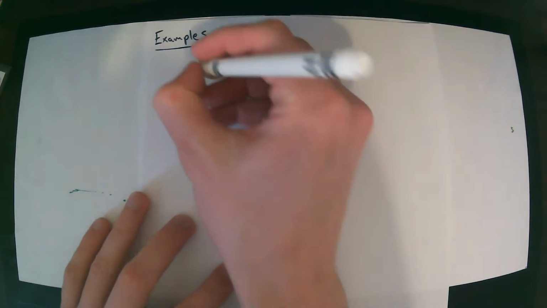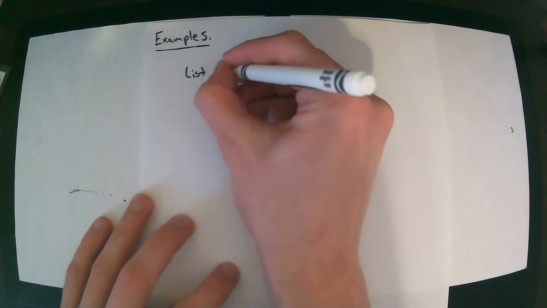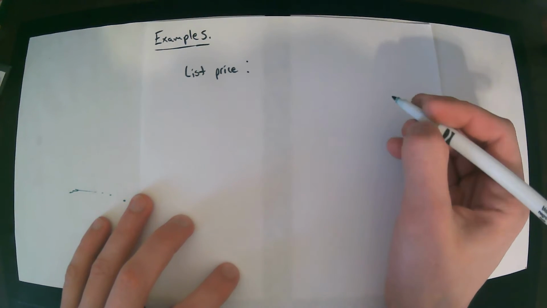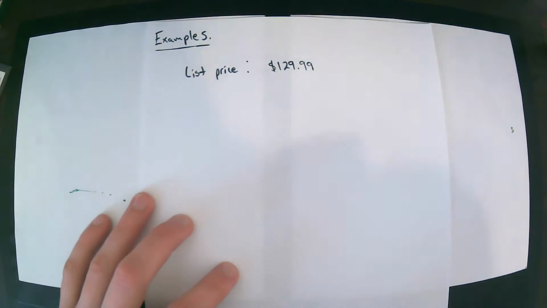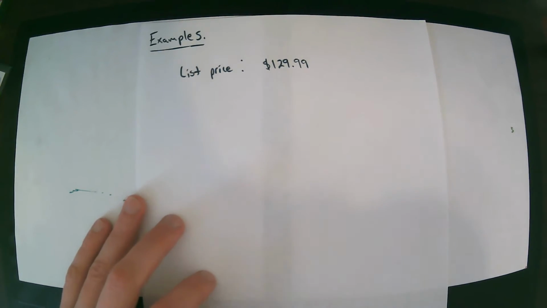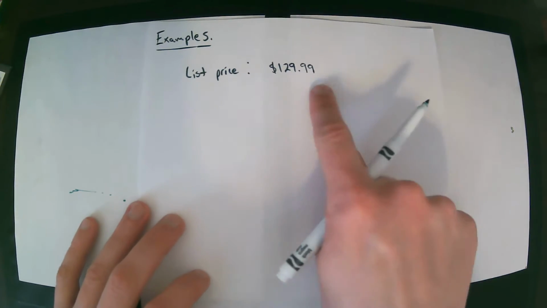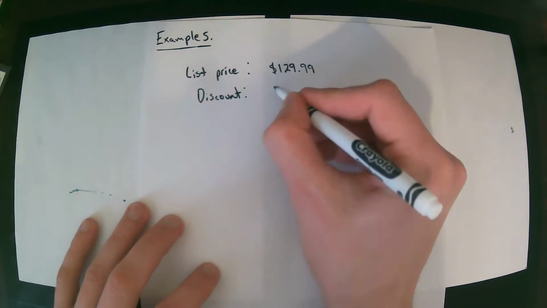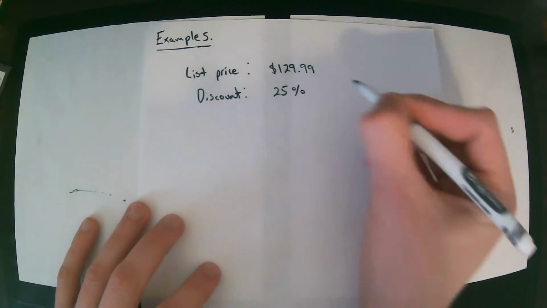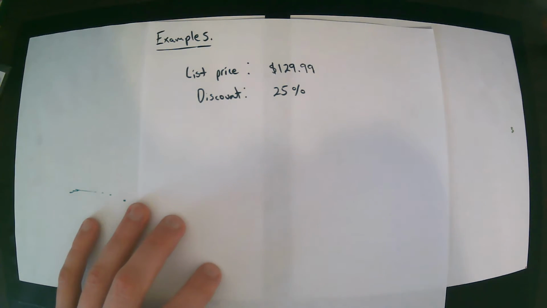Okay. Example 5 is finding the sale price. So Tennis Star Shoes is having a sale, alright? A pair of shoes has a list price, so this is what it's listed as, list price of $129.99. The store is offering a 25% discount off of this list price. So the discount is the percentage, 25%. Okay. Determine the sale price.